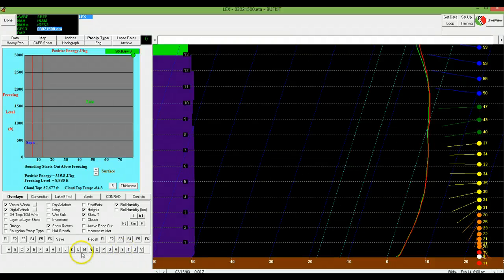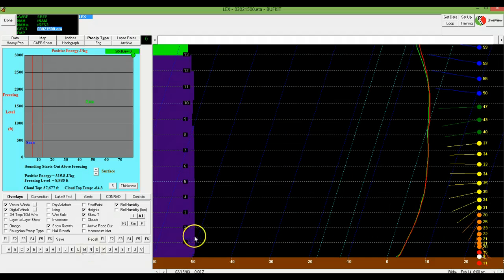Hey guys, just want to give you a case study here of what to look for in BuffKit when you're looking at an ice storm. This was an ice storm in Lexington, Kentucky. It was, I believe, the 14th and 15th or 15th and 16th of February of 2003. And it was a very significant ice storm.